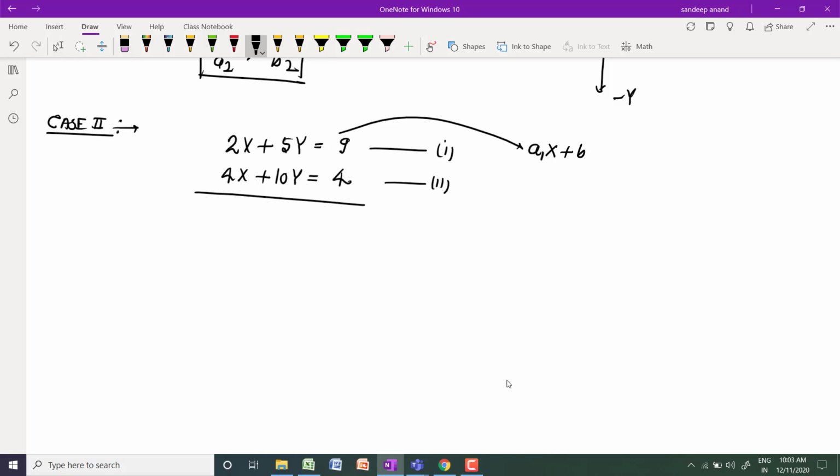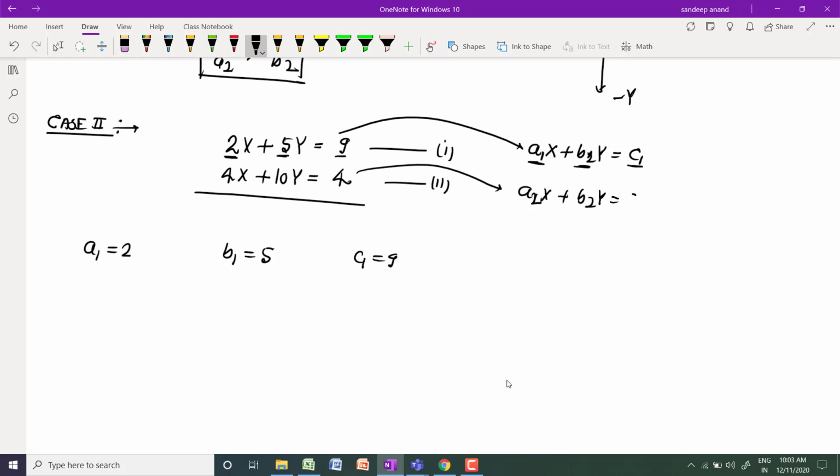a1x plus b1y is equal to c1. So if you compare the coefficient of x, coefficient of y and c1 value, you will get a1 equal to 2, because the coefficient of x over here is 2. What is b1? b1 is 5. So I'm writing here b1 equal to 5, and c1 equal to 9. Now compare the second equation with a2x plus b2y is equal to c2.